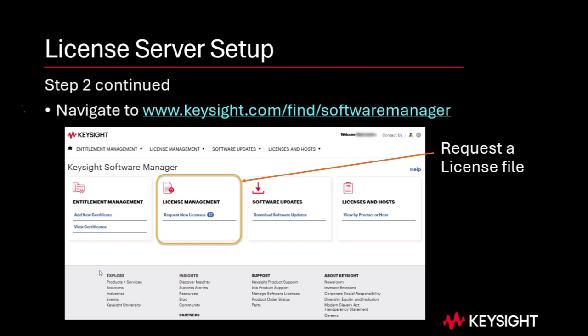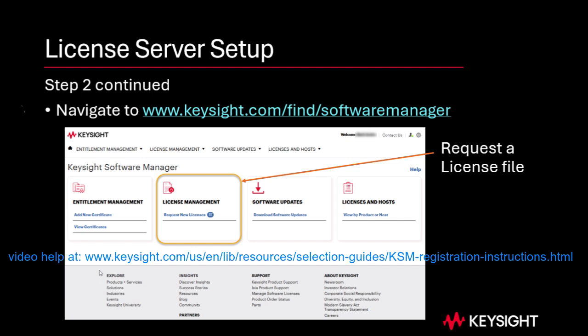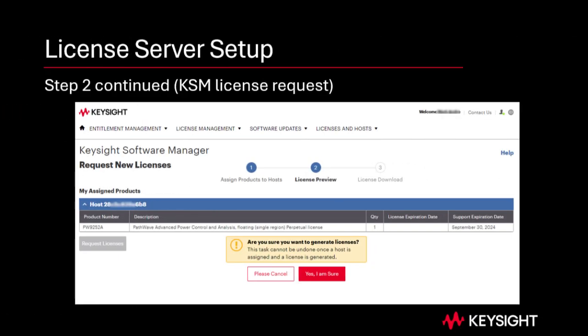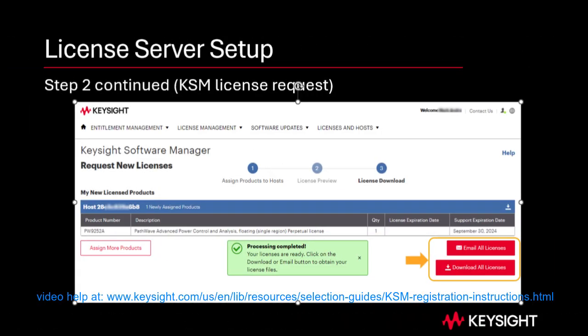Next, go to keysight.com/find/softwaremanager to receive your license file. If you haven't used Keysight Software Manager, KSM, before, you may need to create an account on KSM. Follow the instructions on screen to enter your order number, certificate number, and host ID to request a license file. The license file will be emailed to you or made available for download.